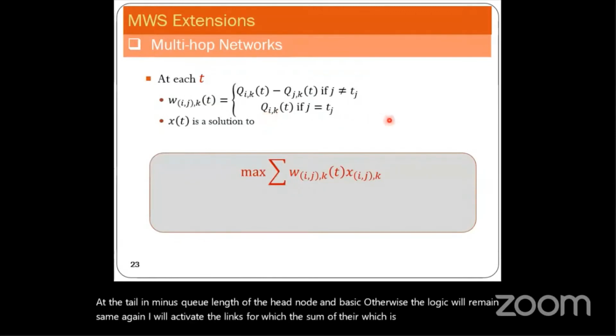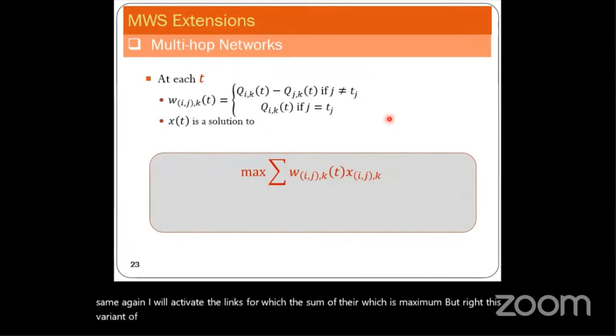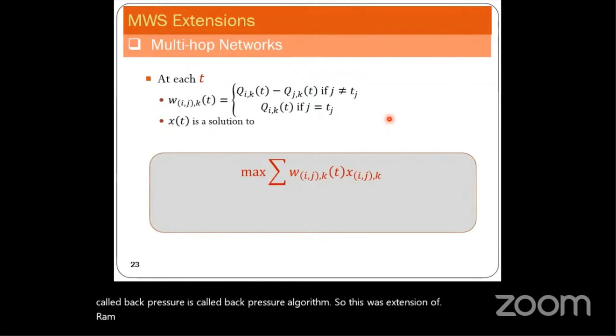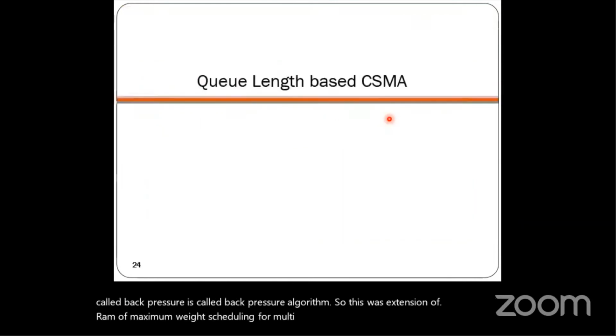This variant of the max weight algorithm that we have now written for multi-hop networks is also called the back pressure algorithm. So this was an extension of maximum weight scheduling for multi-hop networks.